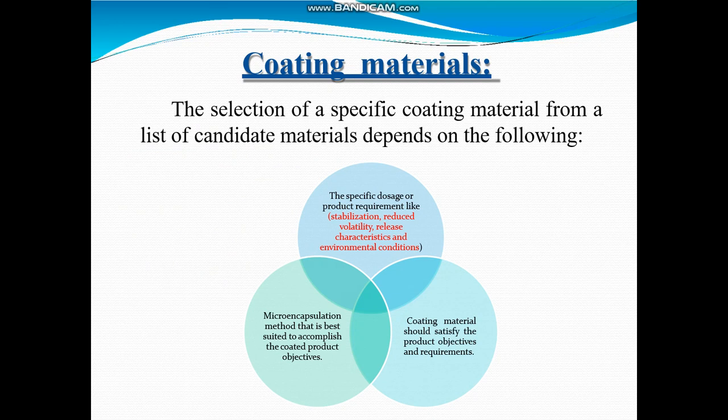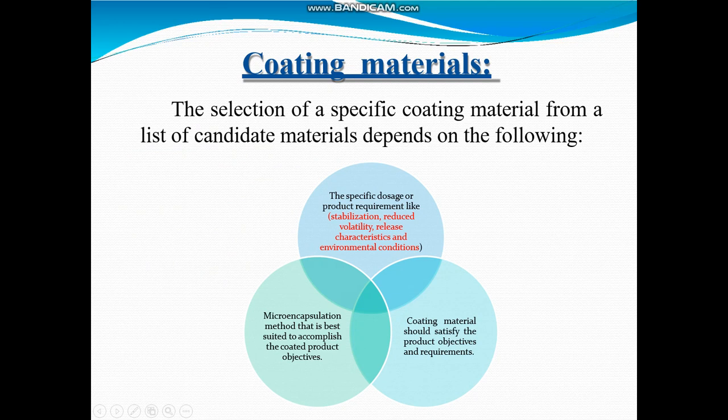I am going to discuss the coating material. This is the second continuation lecture about the microencapsulation process. In microencapsulation, we have already discussed in detail the coating process, coating material and core material. The selection of the specific coating material from the list of candidate materials depends on the following factors.